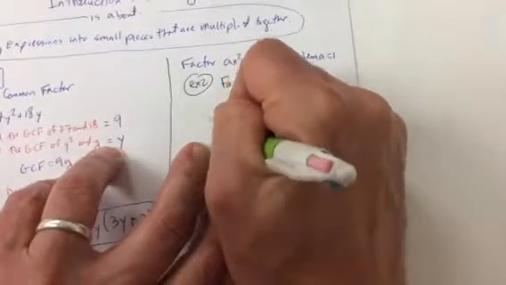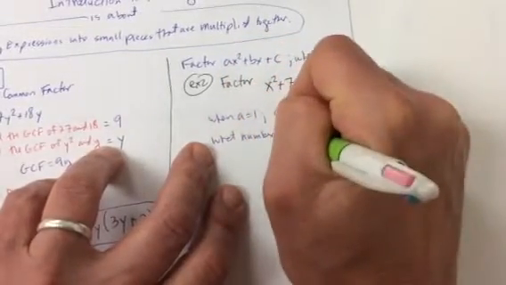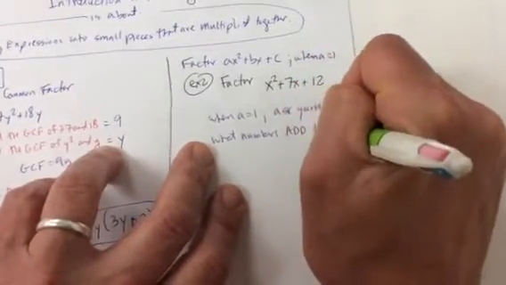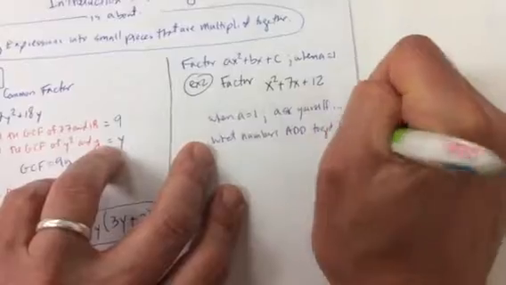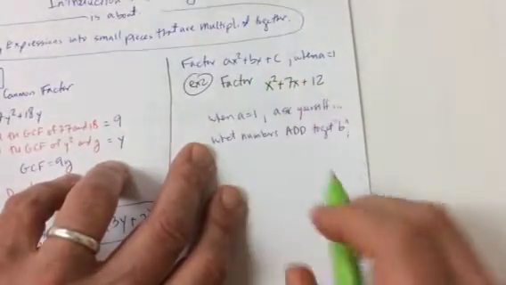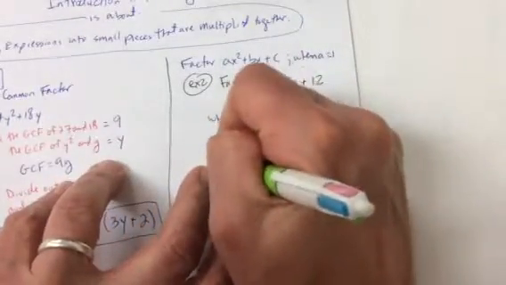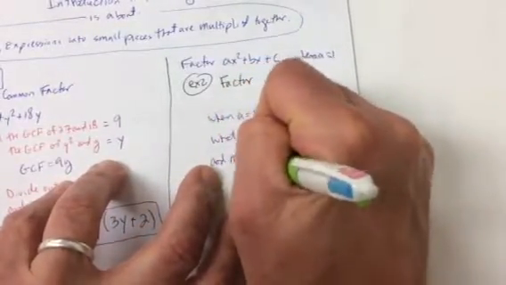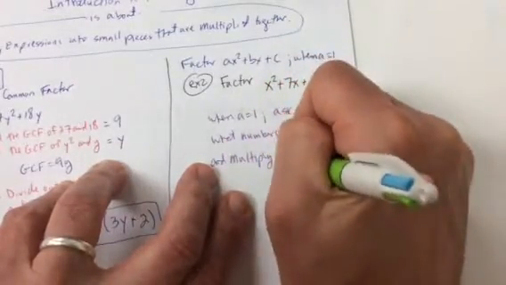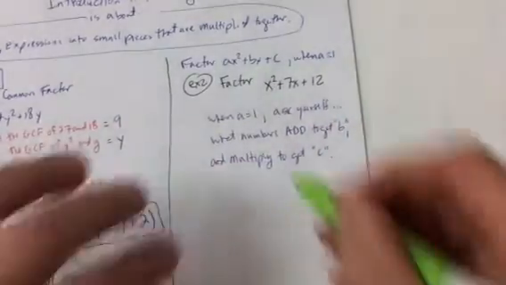what numbers add to get b, being the number in front of x right up here, the single variable, and multiply to get c.